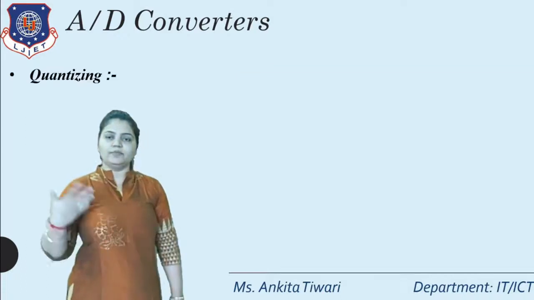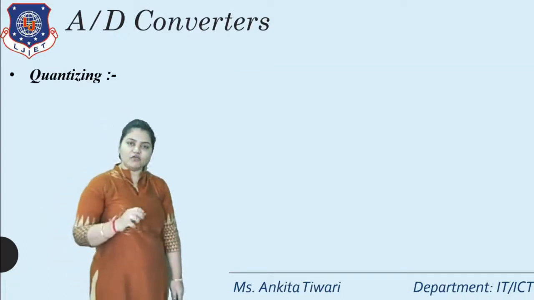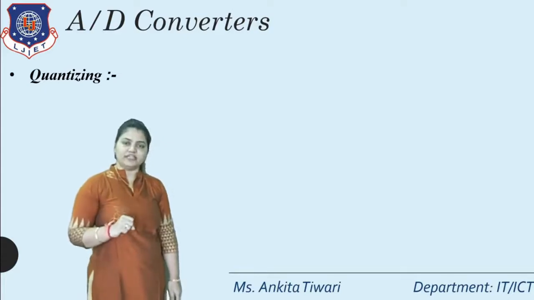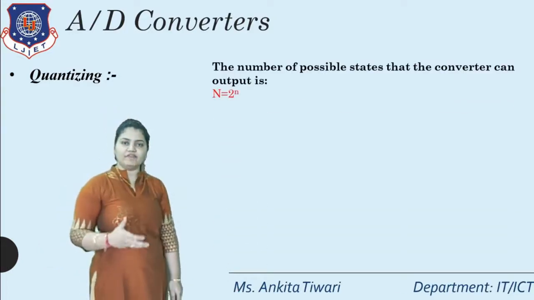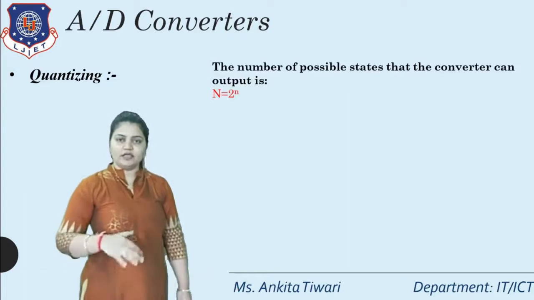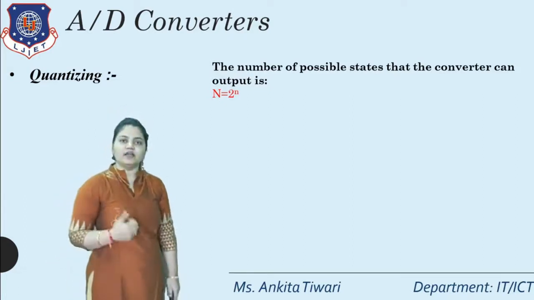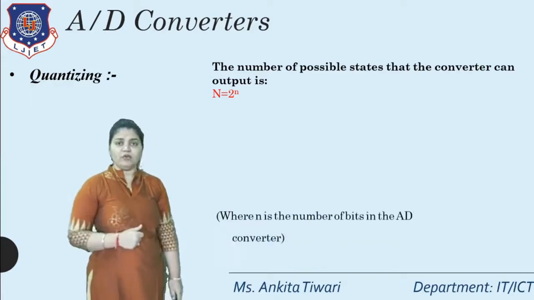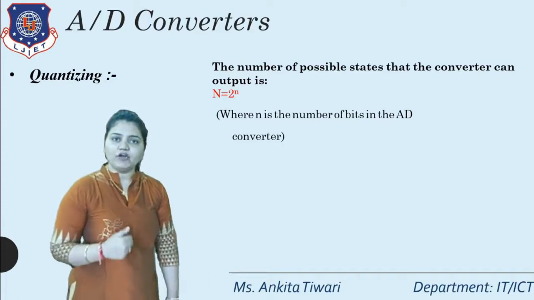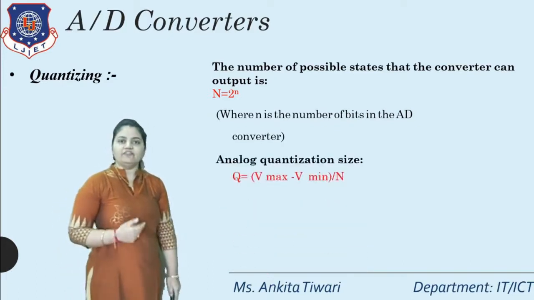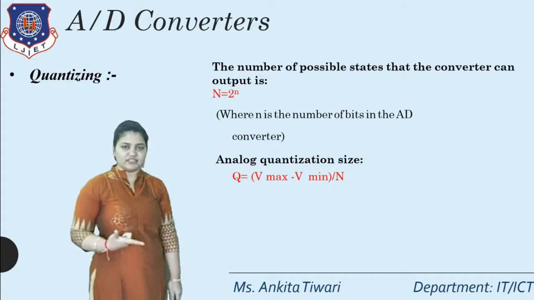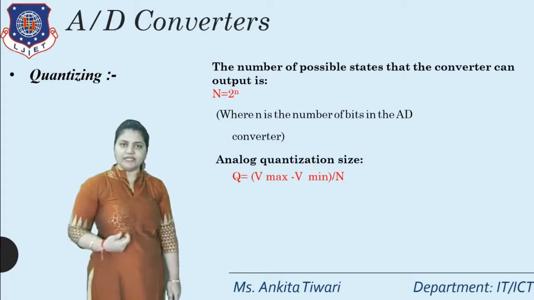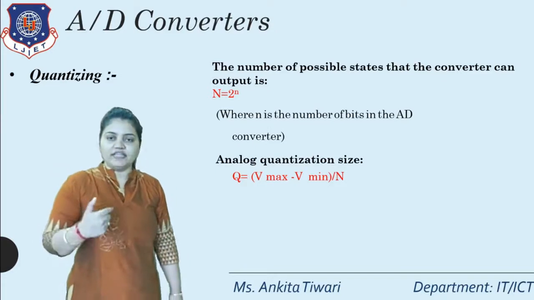Now, for the two processes that we have seen here, we will look at them in detail. First of all, we'll see what we mean by quantizing. We already know it's a finite number of sets. Here, the number of possible states that the converter can output is given by the formula N equals 2 raised to n, where small n is the number of bits in the A to D converter. With respect to that, we have the quantization size, which is equal to V max, that is voltage max, minus voltage minimum, divided by N, which you are supposing for that converter.